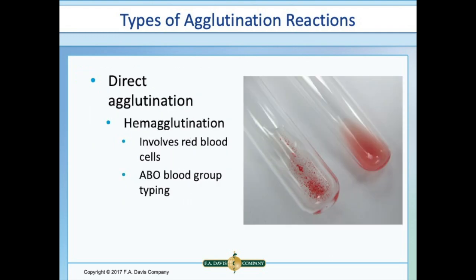Another form of direct agglutination is the blood typing, as you can see here. So this type of agglutination reaction is known as hemagglutination because this involves RBC. We can find the antigen at the surface of the RBC. If you're type A, you have A antigen on the surface of the RBC. If you're type B, you'll have B antigen on the surface of the RBC.